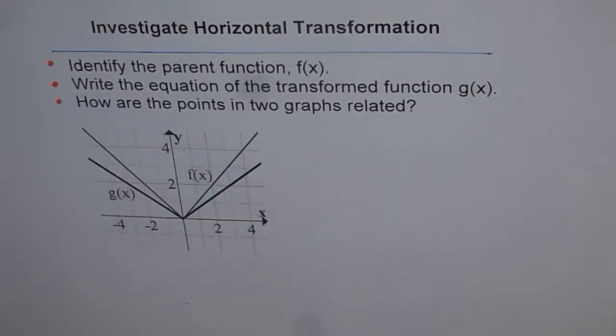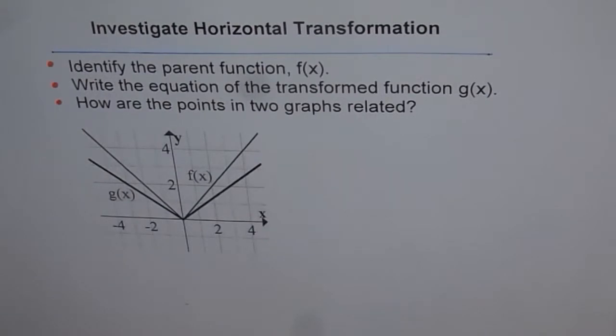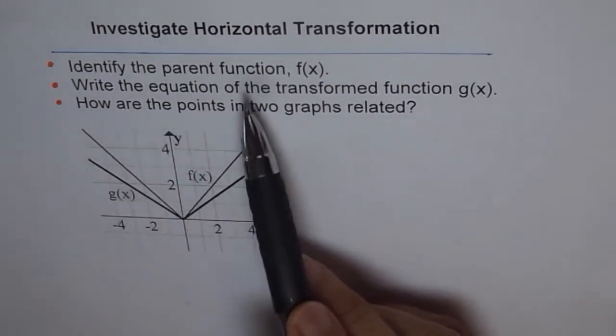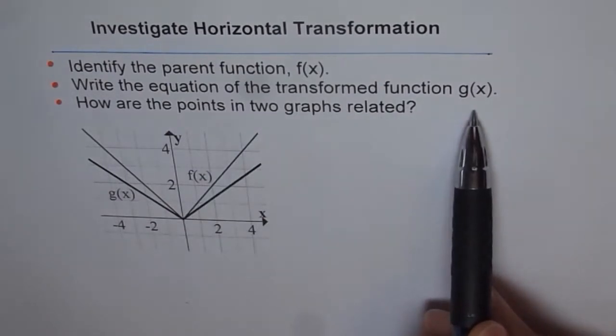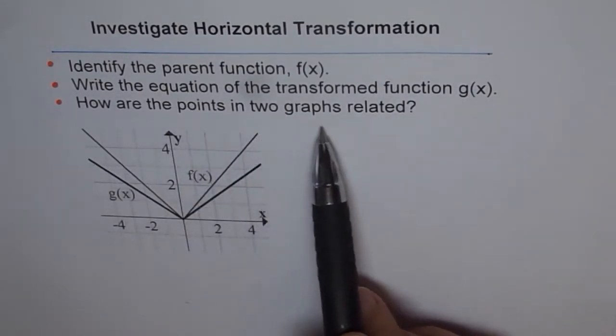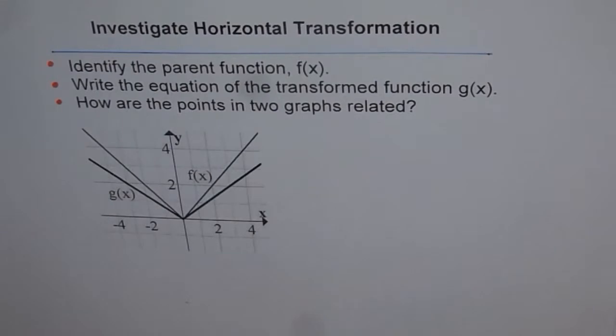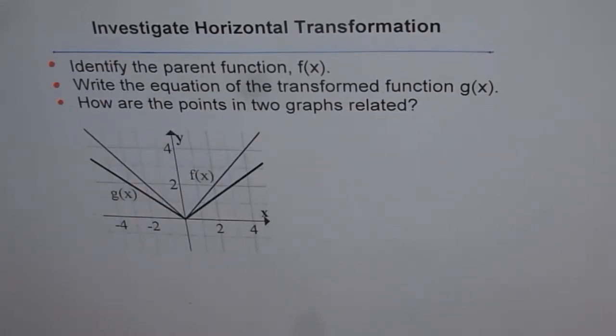Let's investigate horizontal transformation with another kind of function. The question here is, identify the parent function, write the equation of transform function g of x, and how are the points in the two graphs related. Purposely, I have kept these questions common for all so that your concentration is more on solving the problem rather than again and again reading the same question, right?